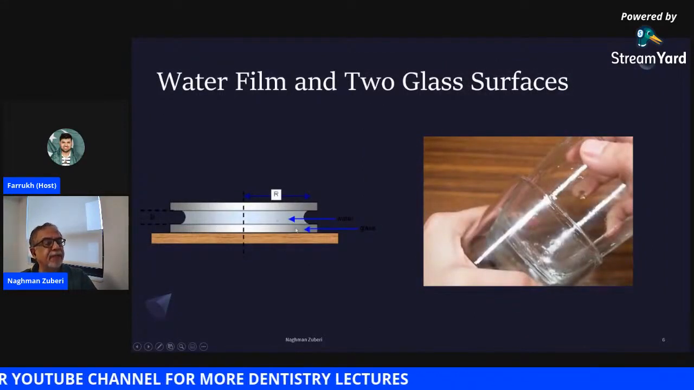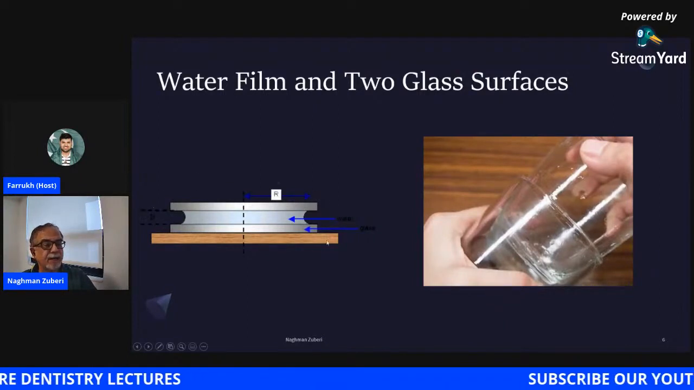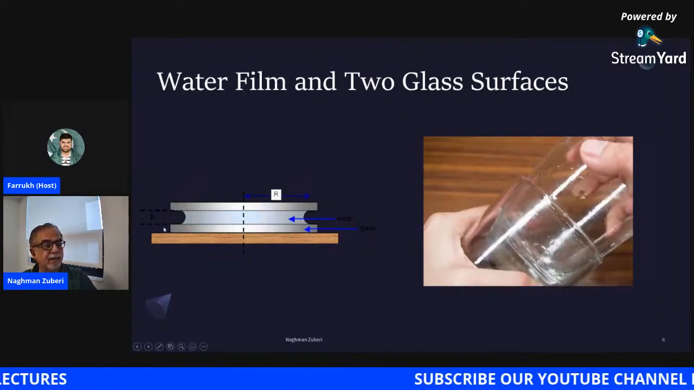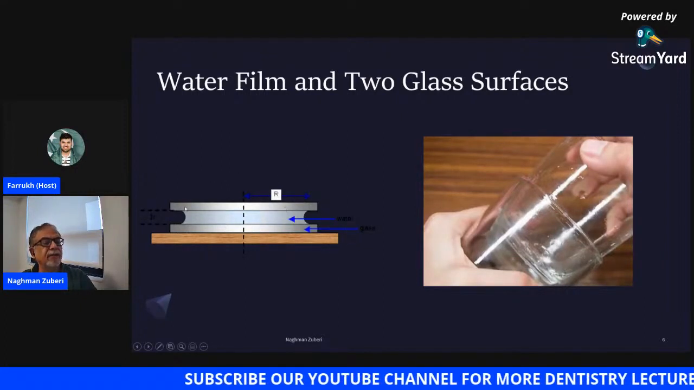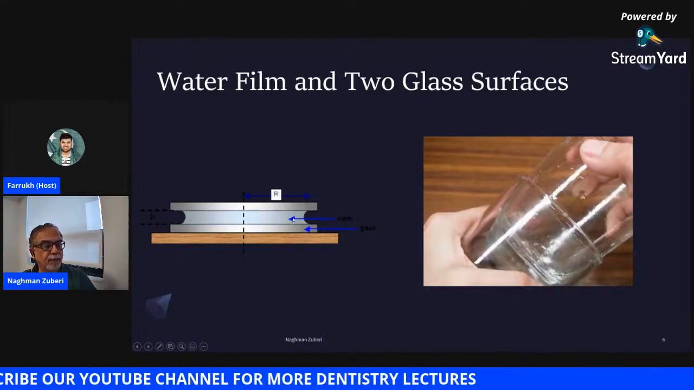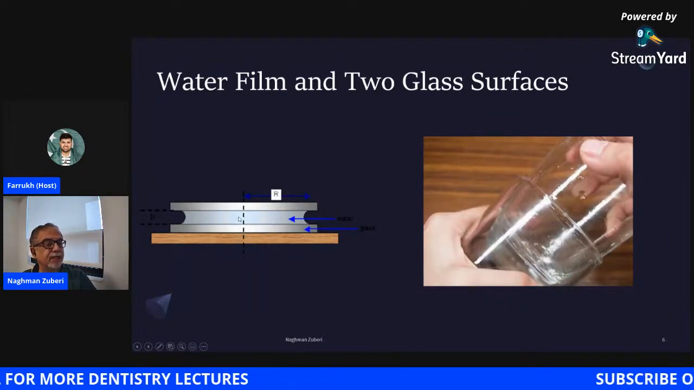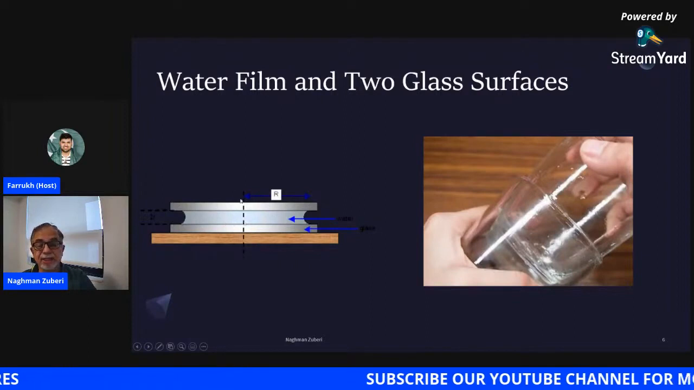All of us are familiar with this practical in our physics labs, in our undergrad schools or at college level, when we take two glass slabs and pour a small droplet of water and then try to separate those, then it is not easily separable. These two layers are not easily separable.